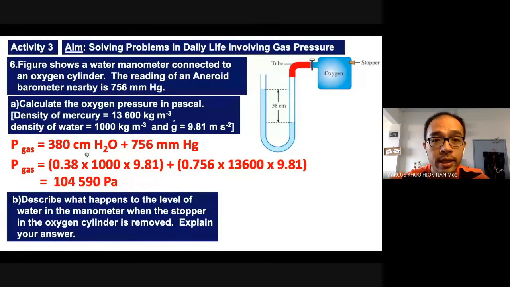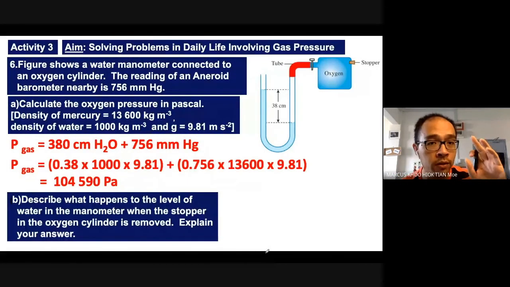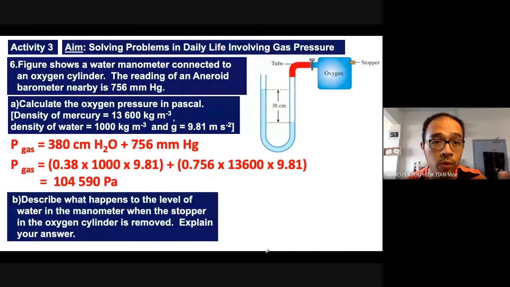I'm going to screenshot this so that you can take a look at this question and try it on your own. I want you to get used to this lah. When you are involving two different liquids, one water, one mercury, make sure you convert to Pascal before you add them together.